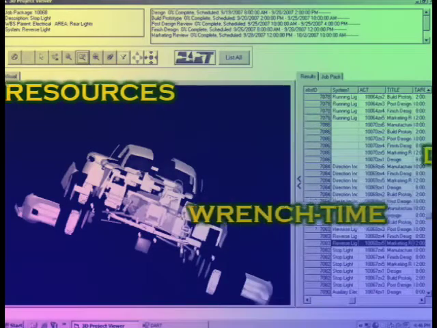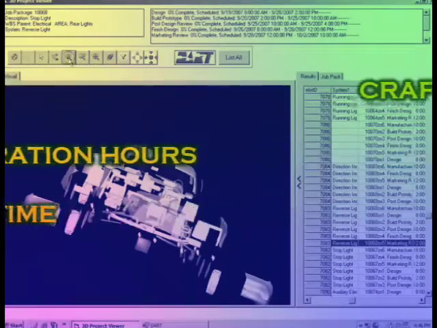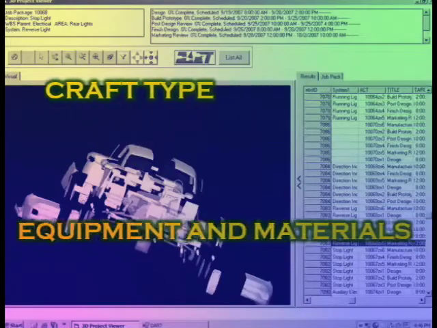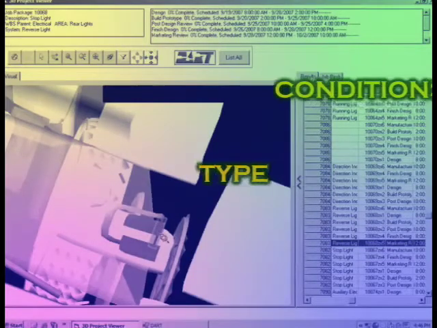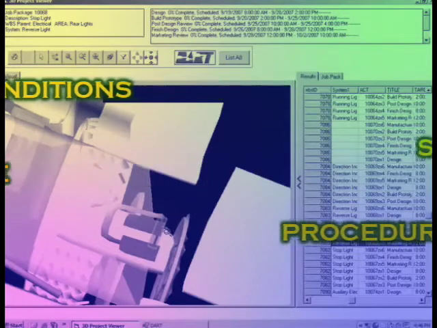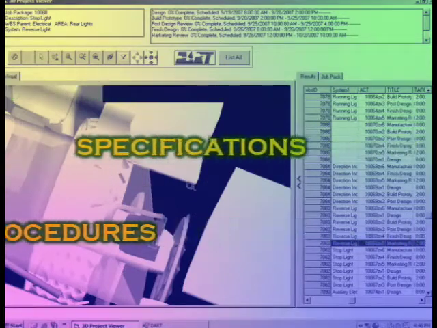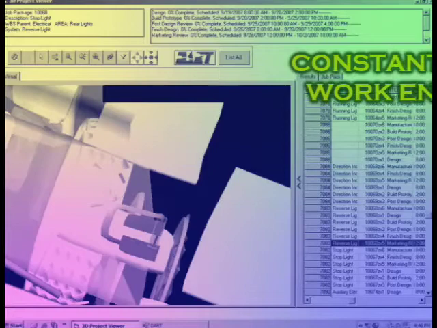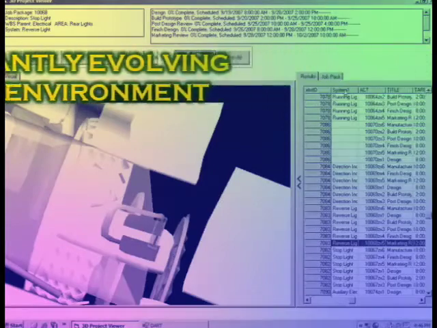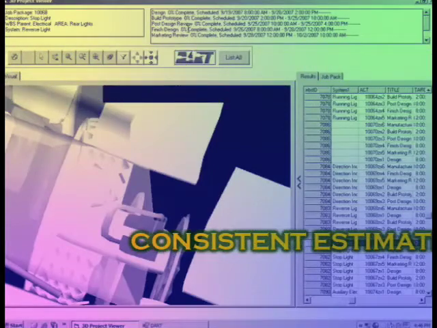From wrench time to duration hours, craft type to equipment and materials, each job is classified according to its type and conditions, along with all of the procedures and specifications that are specific to the requirements of a constantly evolving work environment. A consistent estimate now provides the basis for an increasingly accurate one.